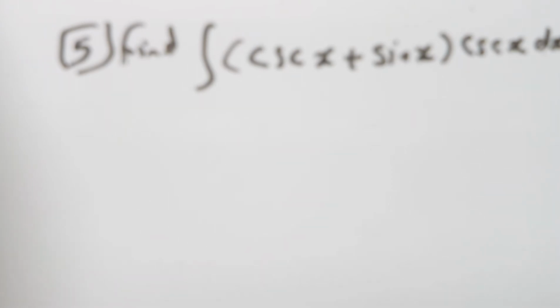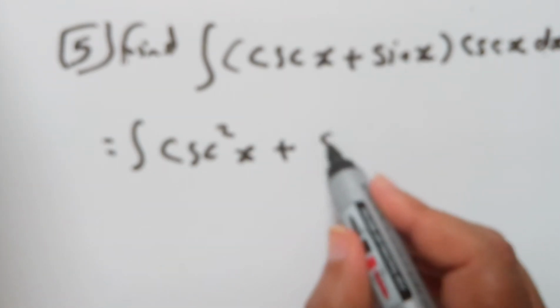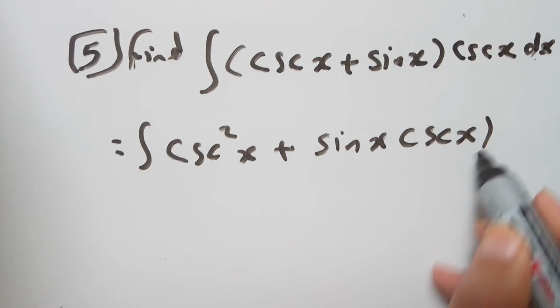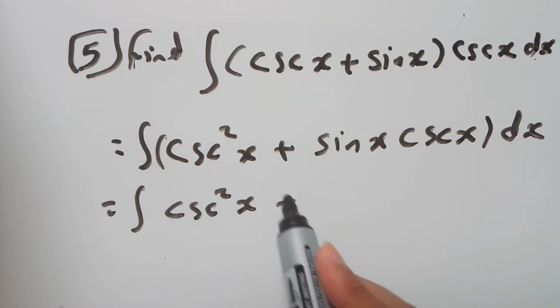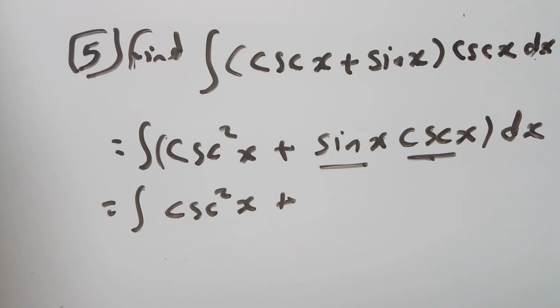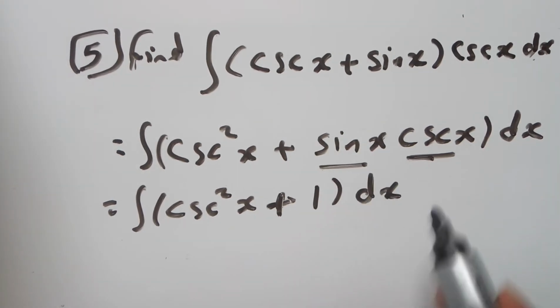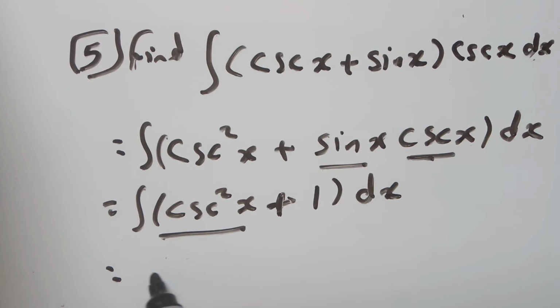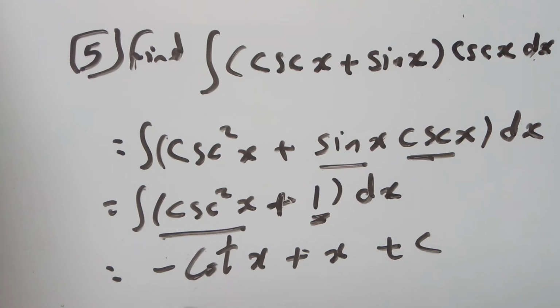To solve this question, you can multiply cosecant by cosecant. It will be cosecant square x plus sine x multiplied by cosecant x with respect to x. Sine's reciprocal is cosecant, so sine x multiplied by its reciprocal will be 1. Which means cosecant square, its integration is what? It is negative cotangent x. The integral for 1 with respect to x will be x plus the constant of integration.